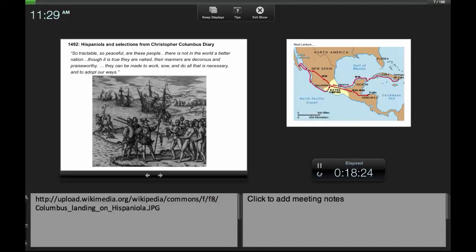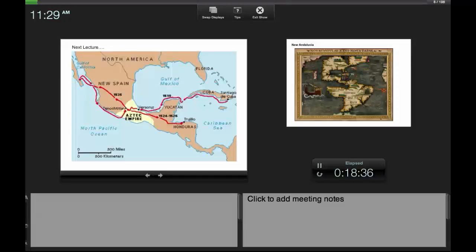And so basically they're coming to sort of convert them to European ways and convert their souls, but mostly they're looking for gold. And so in your next lecture, you're going to talk more about this. It's important to remember at this time, the Aztec Empire has already colonized most of this. The Aztec Empire and the Incas are sort of contemporary with Rome of this period.